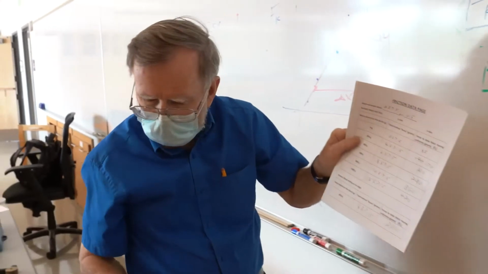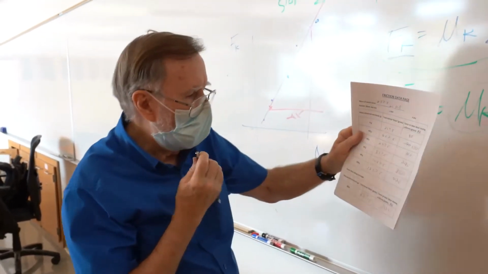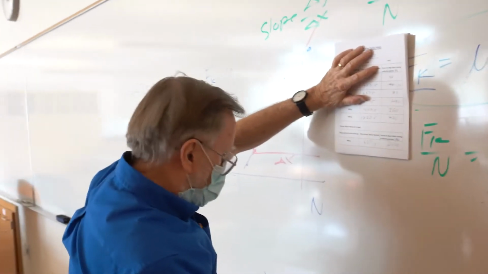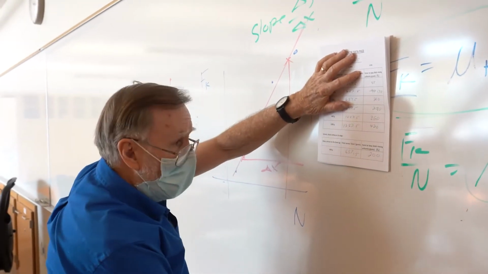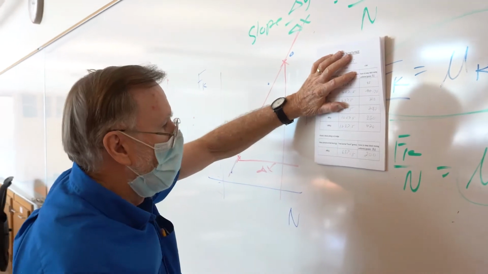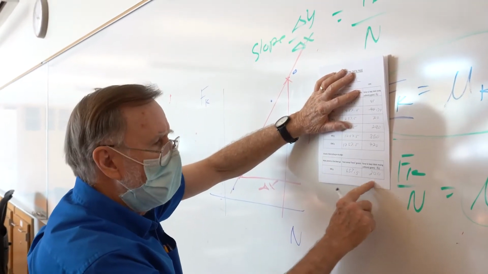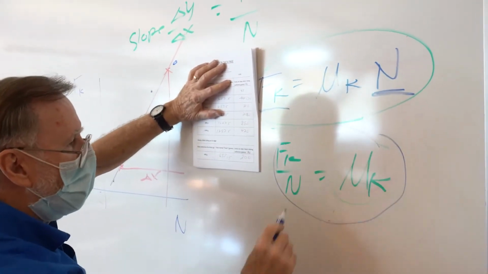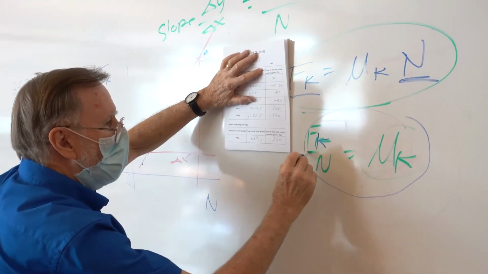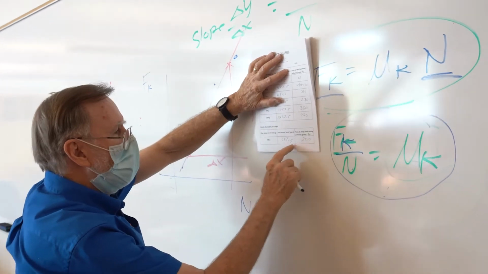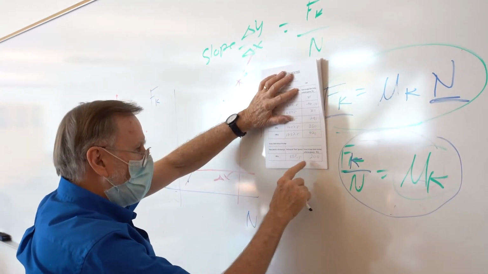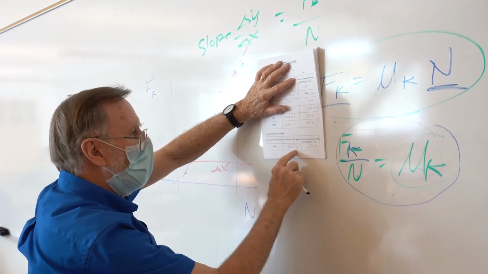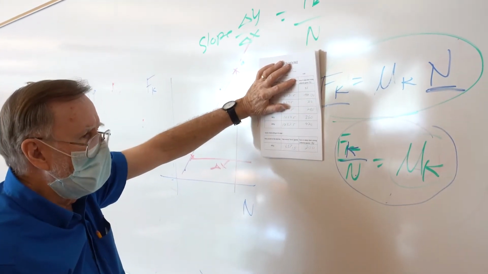Okay, now what we can do, that's what your next calculation says to do. We can calculate mu from this. We can calculate the coefficient of friction from this, because all we need for that is Fk over N. Here we have Fk and N. So if we just divide the Fk over the normal force, we can get the coefficient of friction.